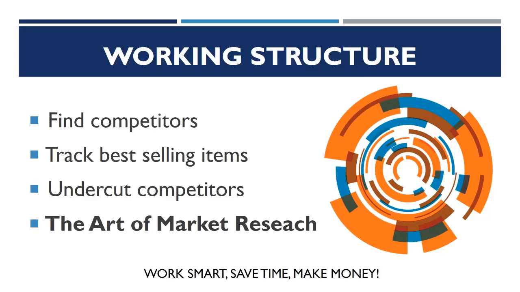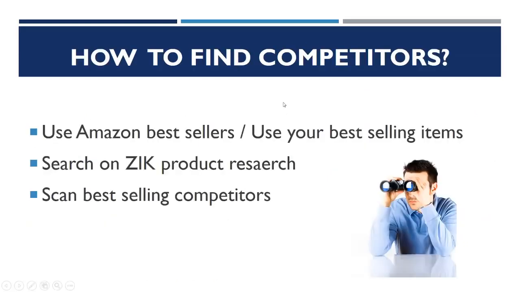Today we're going to understand why we undercut competitors, why we make market research, why we combine all these things together. But we want to save time, so we have to undercut competitors, we have to make the art of market research, so we bring good products to our store. So it's very simple. The structure should be like this every time you enter Zik, okay? You will work smart, you will save money, you will save time, you will make money. Okay? Very simple. So remember, you enter Zik Analytics, the first thing you want to do is to find competitors. And now we're going to see how we do it.